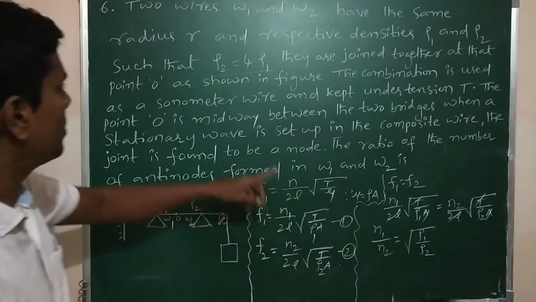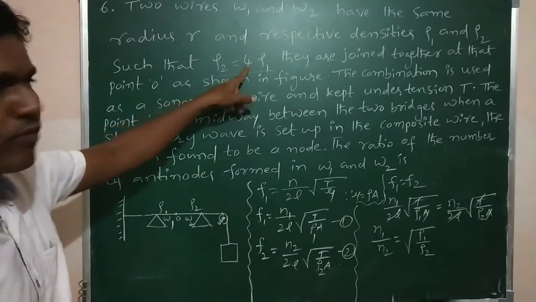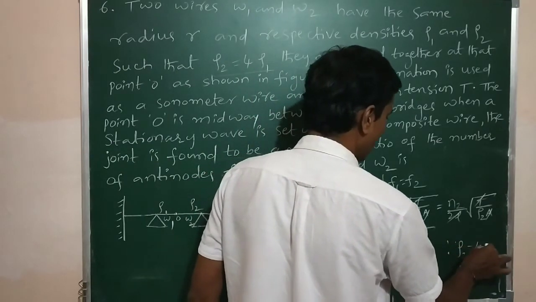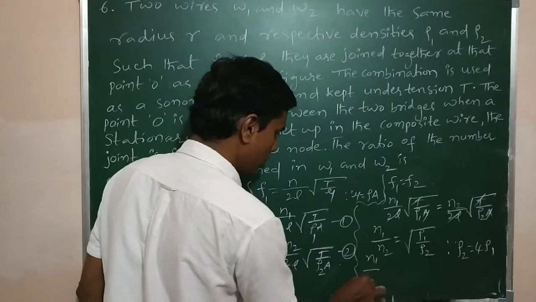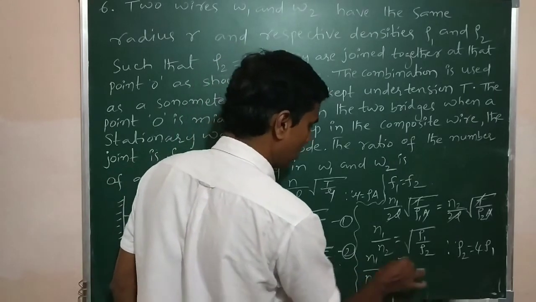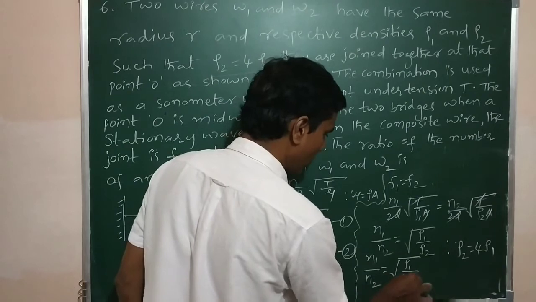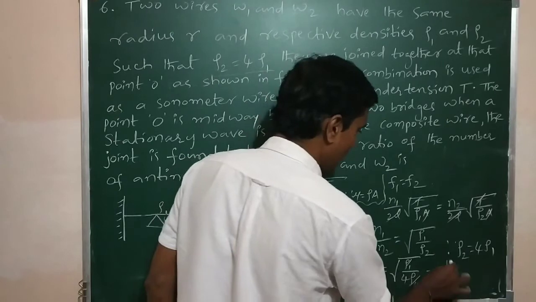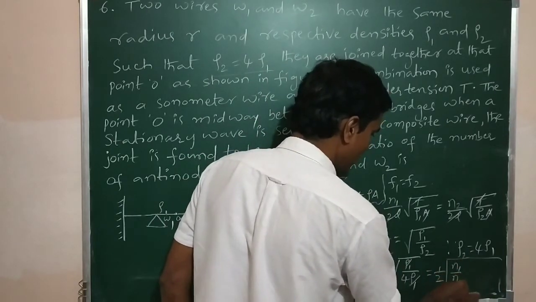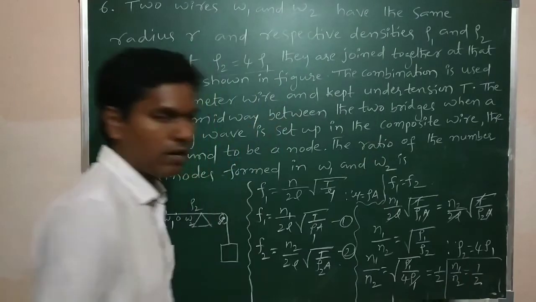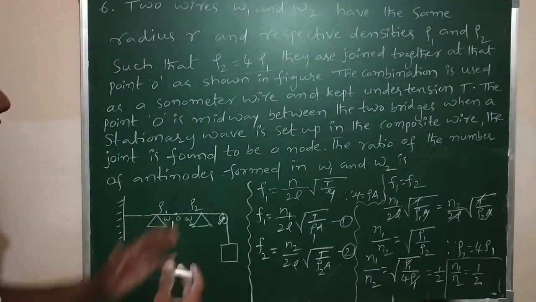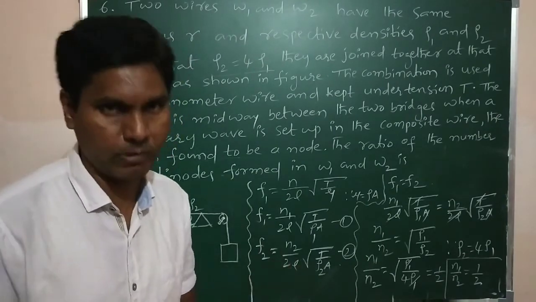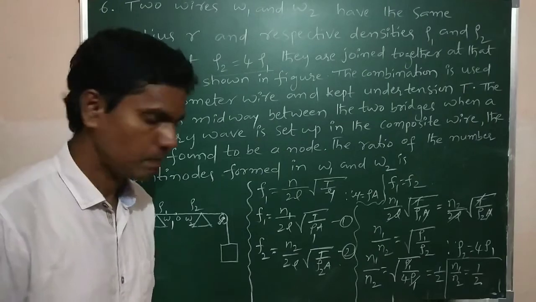What is the condition given? ρ2 equals 4 times ρ1. Since ρ2 equals 4 times ρ1, N1 by N2 is equal to under root of ρ1 by 4ρ1. ρ1 cancels, that is 1 by 2. So finally, what is our answer? N1 by N2 is equal to 1 by 2. So the ratio of the number of antinodes is 1 is to 2.